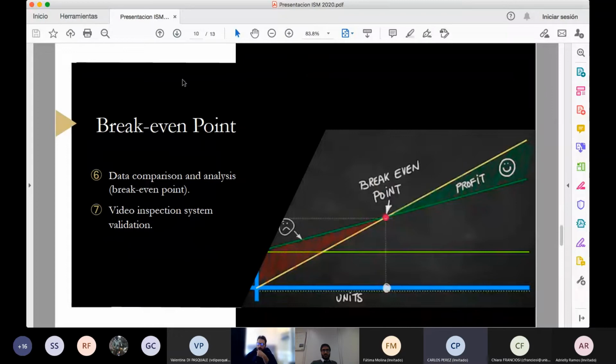With this average of the saving cost per month, we can follow to the final 2 steps of our methodology. The number 6, data comparison and analysis for obtaining the break-even point between the price and the saving cost, and finally, the video inspection system validation.